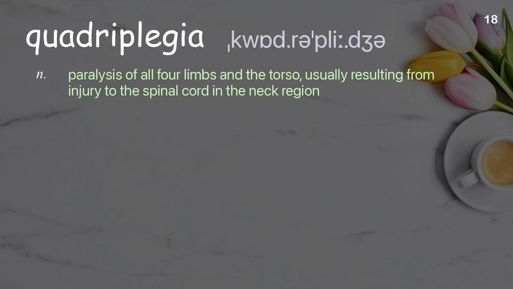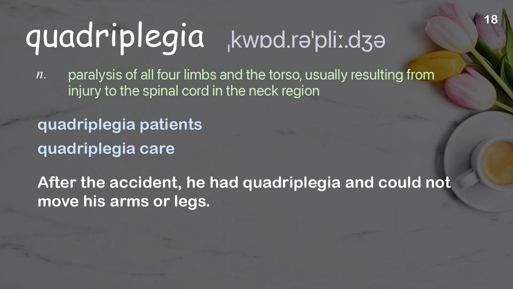Quadriplegia. Paralysis of all four limbs and the torso, usually resulting from injury to the spinal cord in the neck region. Examples: quadriplegia patients, quadriplegia care. After the accident, he had quadriplegia and could not move his arms or legs.